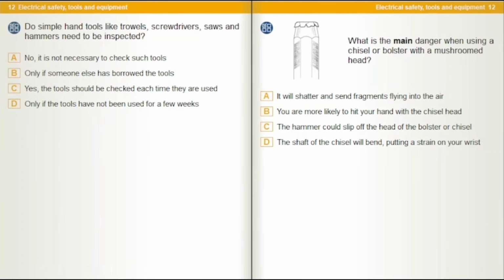What is the main danger when using a chisel or bolster with a mushroomed head? It will shatter and send fragments flying into the air. You are more likely to hit your hand with the chisel head. The hammer could slip off the head of the bolster or chisel. The shaft of the chisel will bend, putting a strain on your wrist.